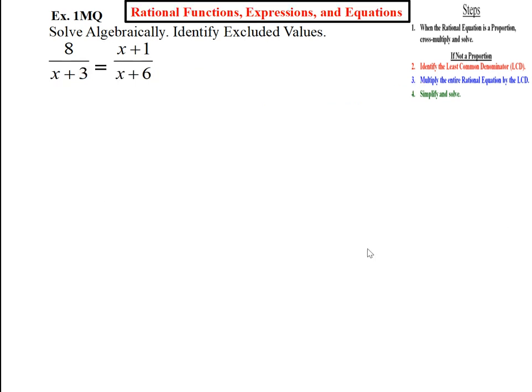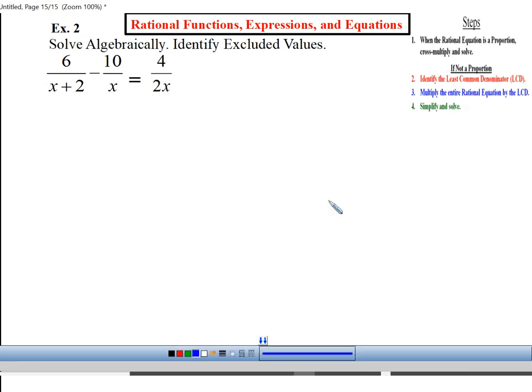Example 2, copy this. The master plan is working. 6 over x plus 2 minus 10 over x equals 4 over 2x. You're like, oh snap. Oh snap is right. Do we have a proportion? No. So that means we cannot use step 1. We can't cross multiply. Therefore, what do we do? Well, let's go to step 2.